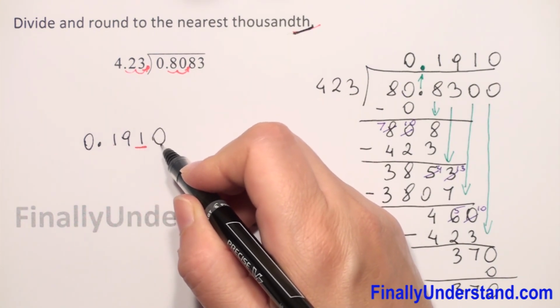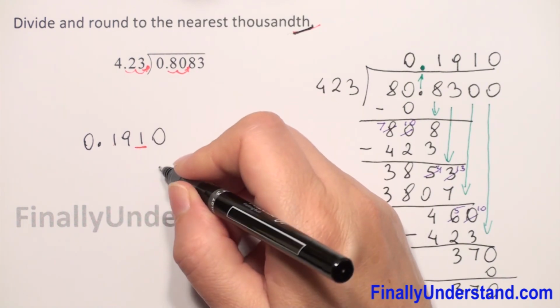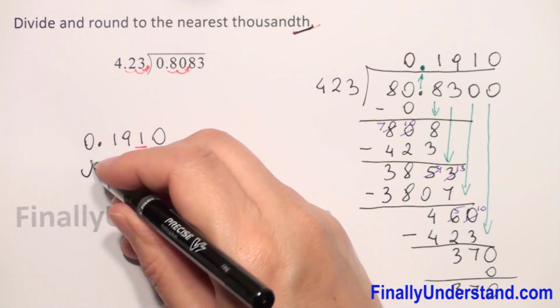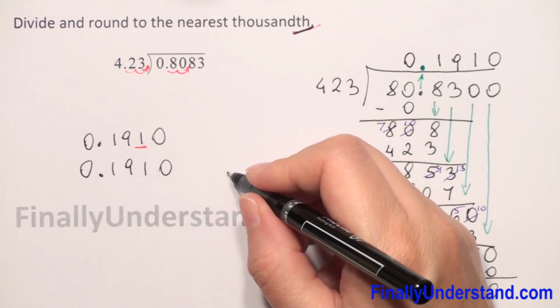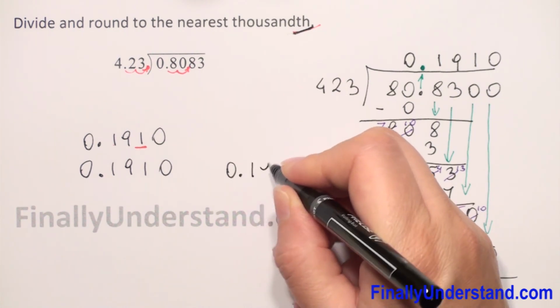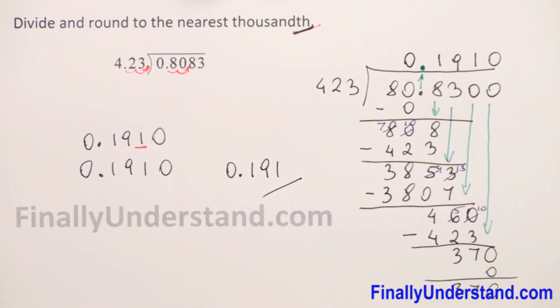But at this moment we have 0. So we have to just copy our number. And we can rewrite our solution: 0 decimal point 191. This is my solution.